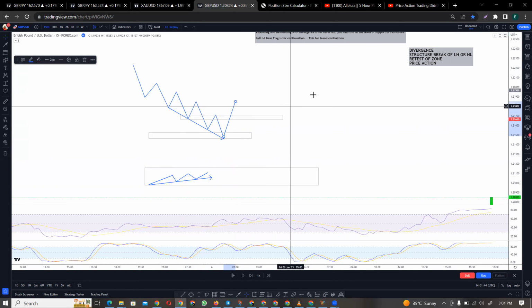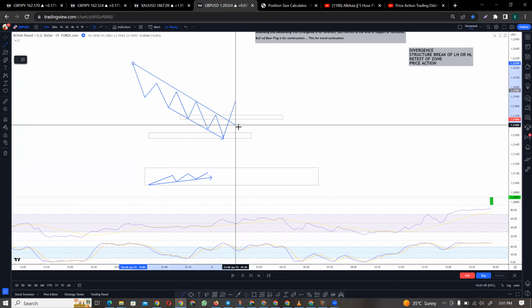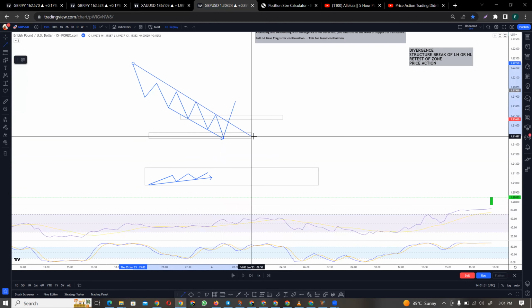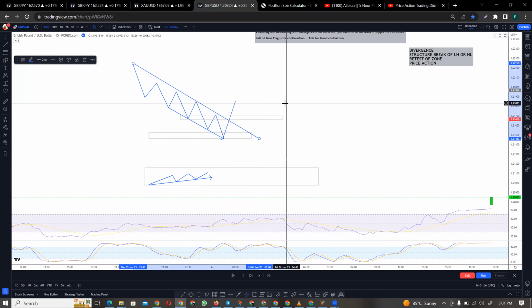People that use trend lines, you just put your trend line. Just find point A to point B and put your trend line.